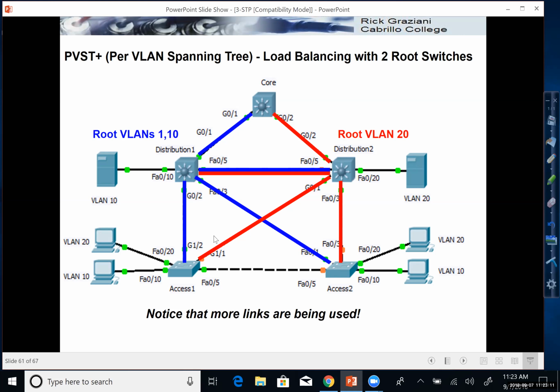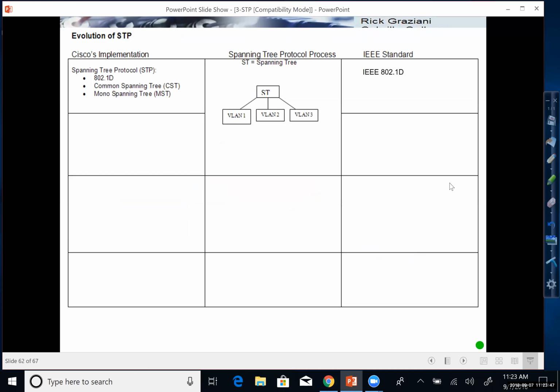But notice here that now we're utilizing just about all of our links except for this bottom link here. I left this here, but typically in design, we don't have our 2 access switches interlinked like this unless we're stacking them. That's a different conversation. But anyway, what's important here is that you see that there are multiple links being used, which is good. We've also been able to load balance some of the traffic, and we're using more of our links. All right, so a little evolution on STP.